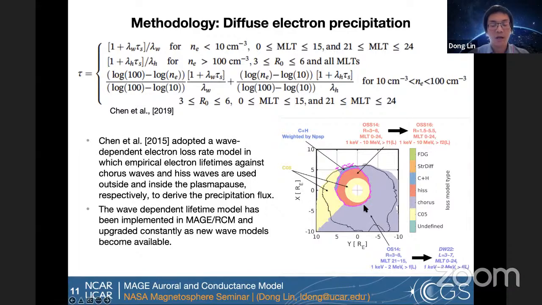So at CGS, we have implemented a similar approach, but we have upgraded the chorus and hiss wave models to ones that have better data support. So this is based on a modern wave model that we are using in MAGE.